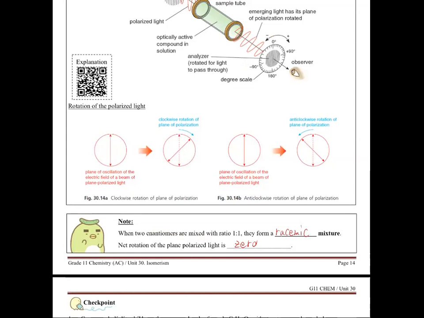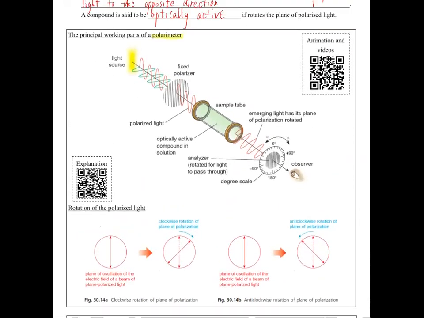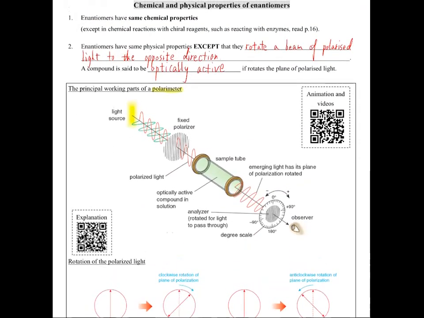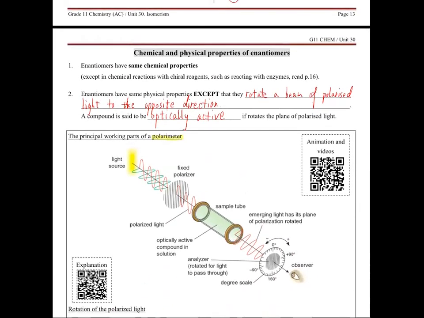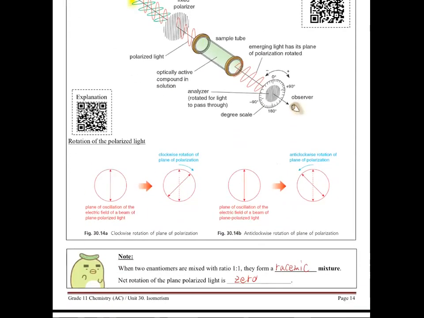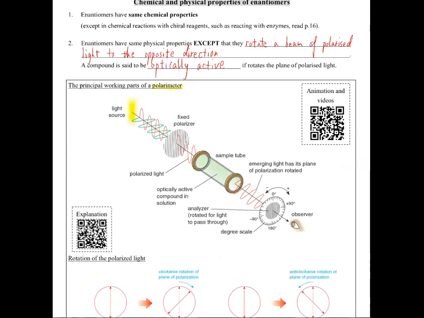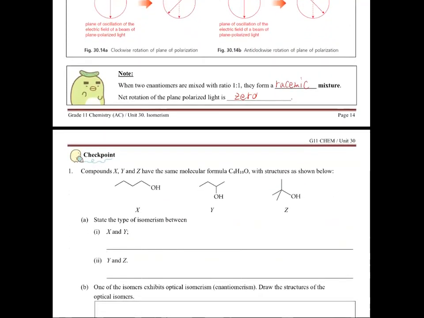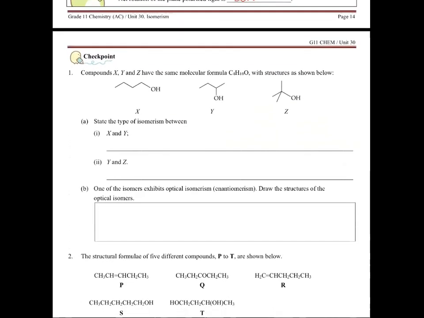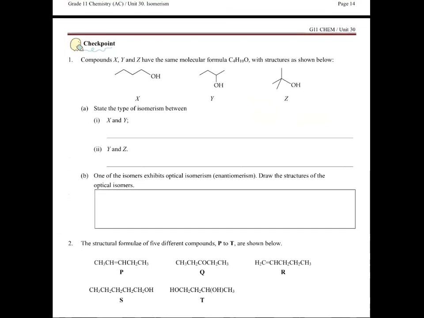Okay, so for this part, you need to remember those terms: optically active, polarimeter and also racemic mixture. These are important words. Okay, so let's move on. Here we have some checkpoint questions. Let's attempt it together.